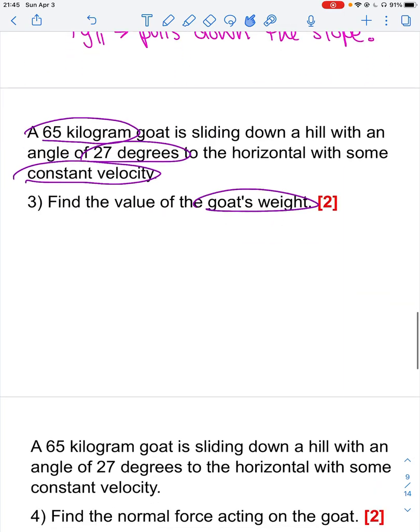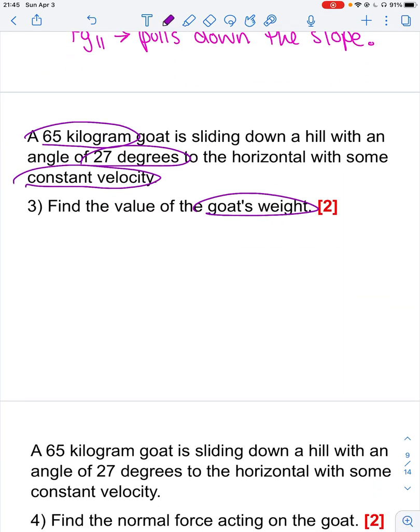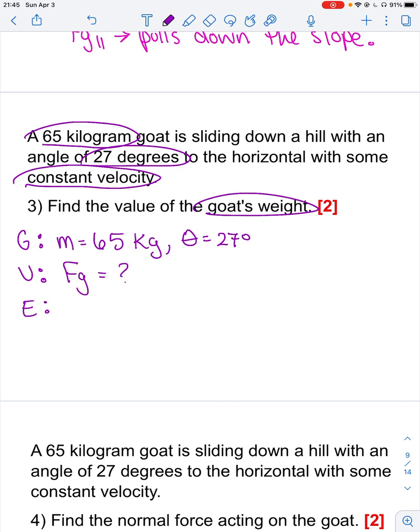In order to find weight, just like any other time before, we would have a mass and we would multiply by the acceleration due to gravity of the planet, right? So we write out our givens. We know our mass is 65 kilograms. We know that theta is 27 degrees. Our unknown is Fg. We don't know what that is, but if you went on your reference table, you would find out what you can do in order to find Fg.